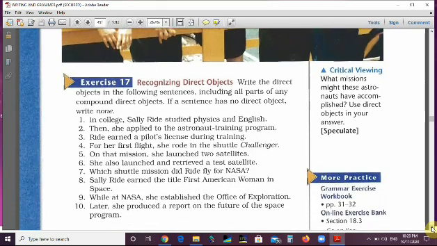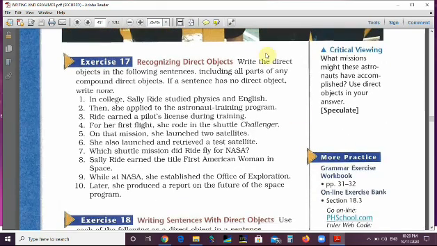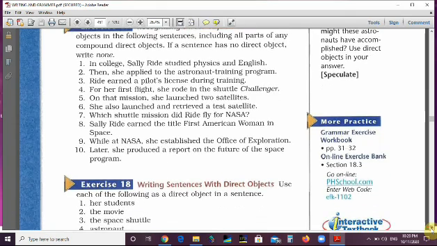We have exercise 17 here. Write the direct object in the following sentences, including all parts of any compound direct objects. If a sentence has no direct object, write none. Sentence 1. In college, Sally Ride studied physics and English. The verb is studied. Studied what? Physics, first direct object. English, second direct object. Number 2. Then she applied to the astronaut training program. Here the verb is applied, and I have a preposition. So there are no direct objects. Here there are none. Let's move on to exercise 18.